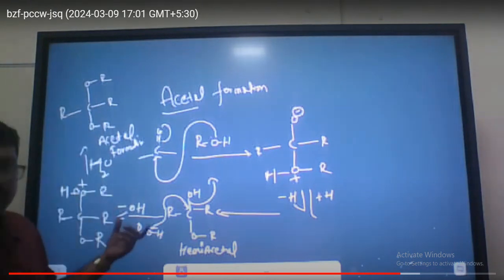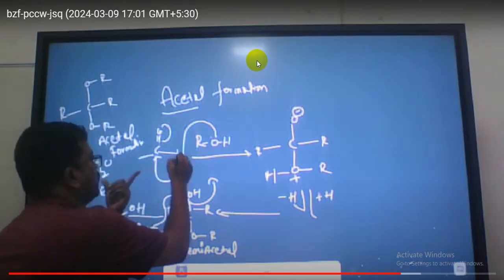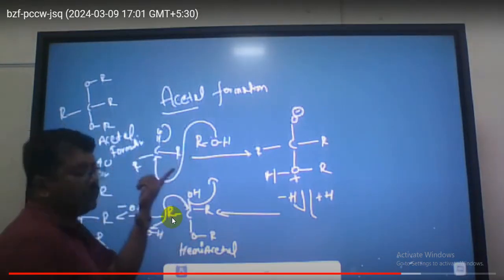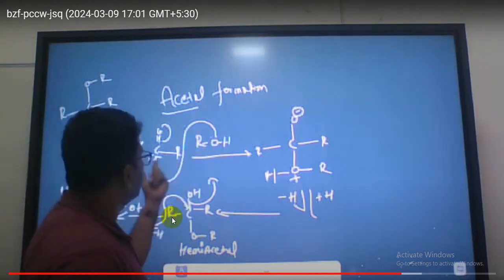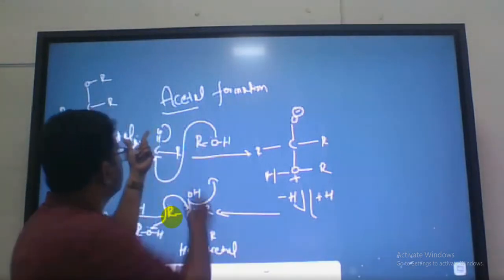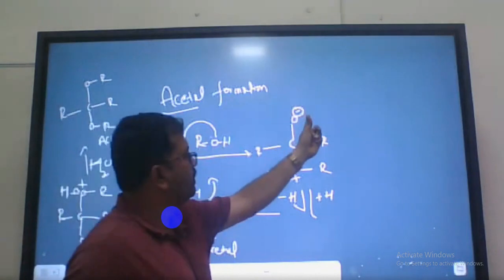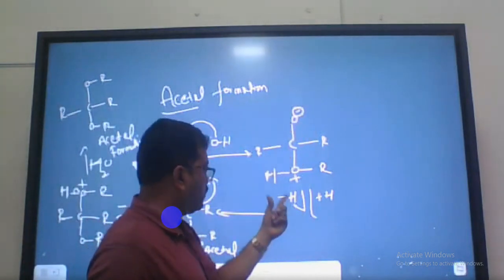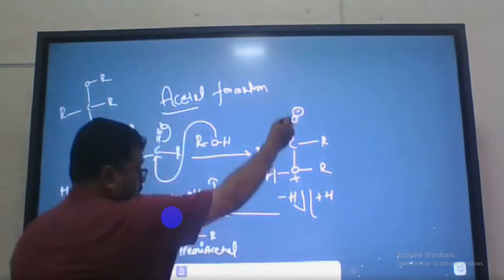See, first take aldehyde or ketone. Here I took ketone. First alcohol addition here. It opens and forms a negative charge here. This takes this proton, and one minus H, this OH.